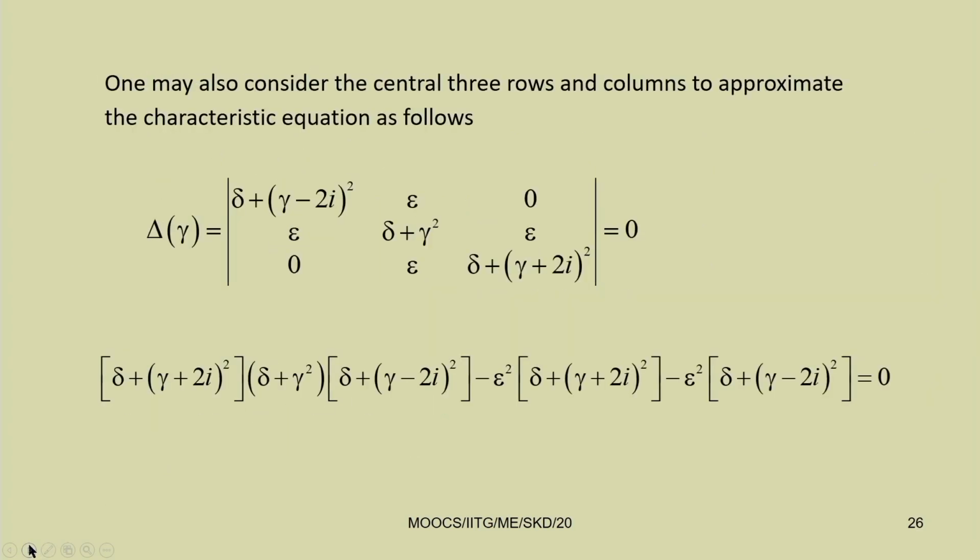From these 3 rows and 3 columns you can write these 3 equations, that is delta plus (gamma minus 2i) square, epsilon, 0; epsilon, delta plus gamma square, epsilon; then 0, epsilon, delta plus (gamma plus 2i) whole square, and make it equal to 0. So, from finding this determinant, you can plot either delta versus epsilon or omega versus epsilon, where omega is root over delta, to find the instability region.